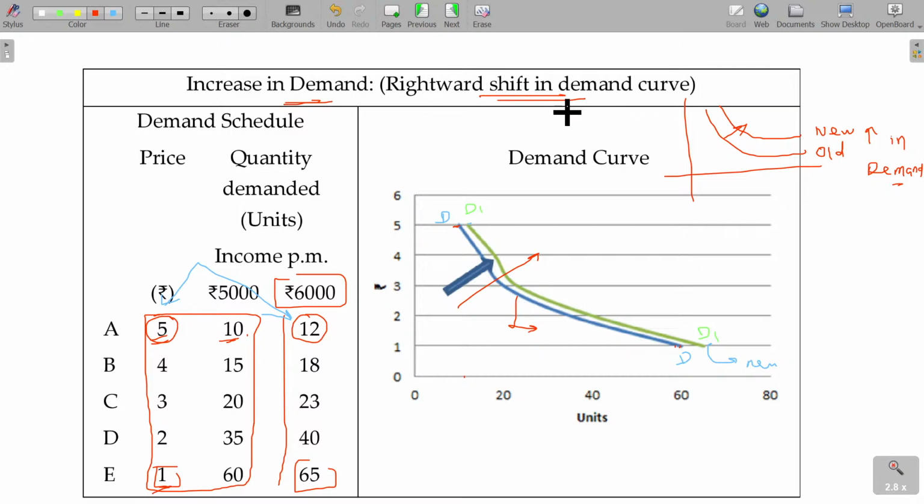So the increase in demand is due to factors other than the price of the commodity. You now understand the determinants of demand are categorized into two varieties. One is the price of the commodity, another is other than the price of the commodity. All factors other than the price of the commodity involve a shift in the demand curve, which is called increase in demand or decrease in demand. This is increase in demand.